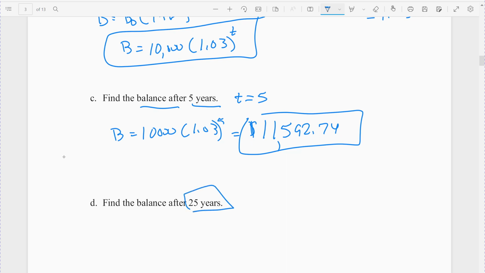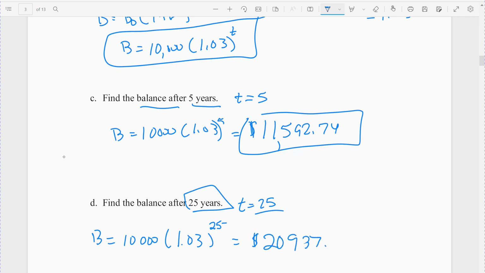All right, how much will be there in 25 years? So this should be a much bigger amount because it's a lot longer. So balance is 10,000 times 1.03 raised to the 25. Make sure it's raised to the 25. And yes, it's over double. So 20,937.78 is how much it's worth in 25 years.